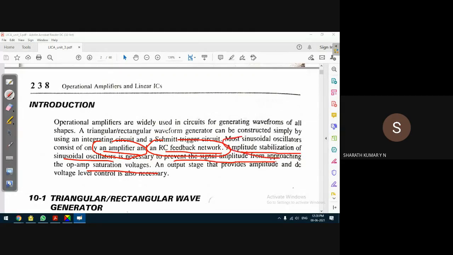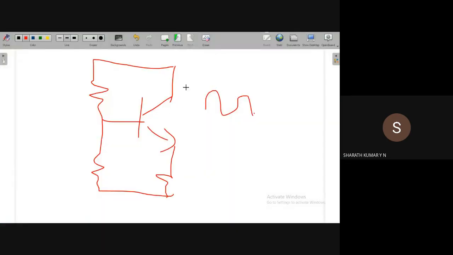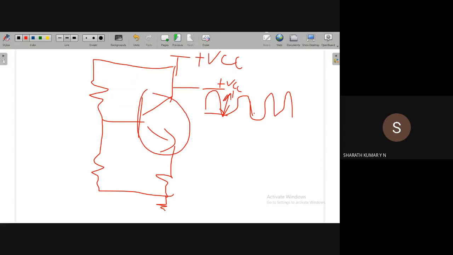Because what is the meaning of amplitude stabilization? For example, if you take a BJT based transistor amplifier, the output of the transistor starts oscillating. Oscillating means it will approach plus VCC and ground. The amplitude becomes very huge because of the gain of the amplifier. This has to be prevented.